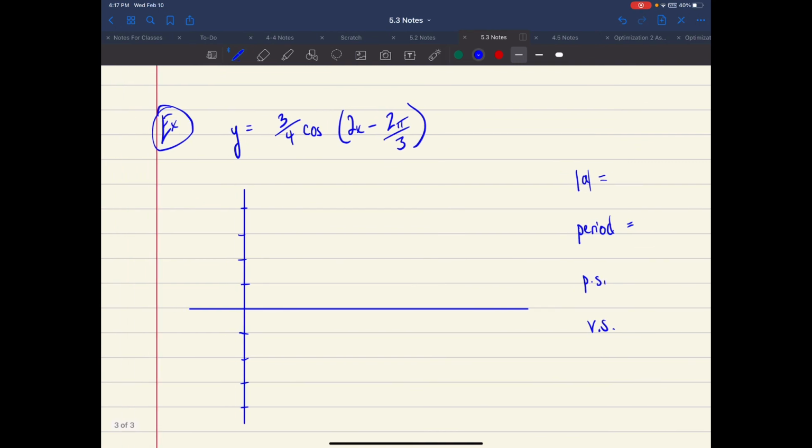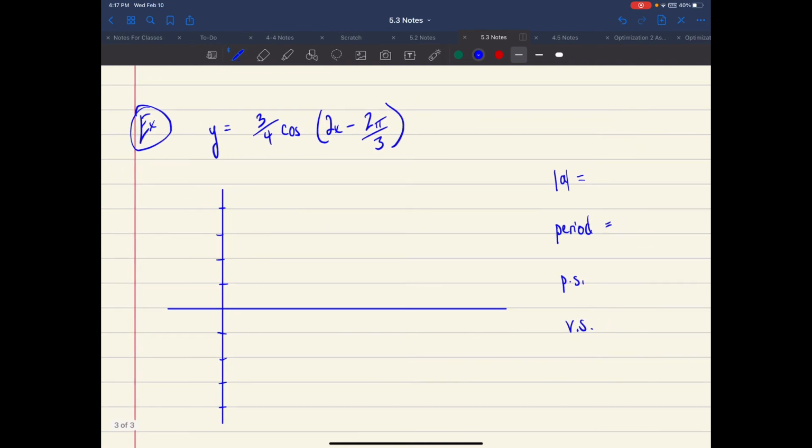Okay, so we have one here. Y equals 3/4 cosine of 2x minus 2 pi over 3. Okay, so let's pull all these parts out first. So I'm going to start with the vertical shift because it is 0. And then let's do the amplitude. So 3/4, pretty easy. The period.